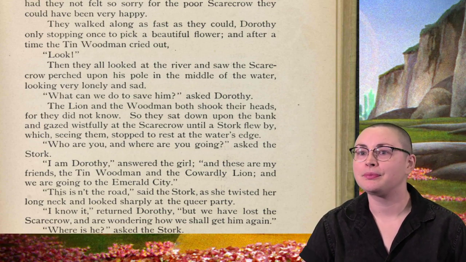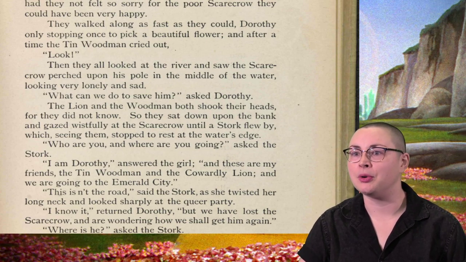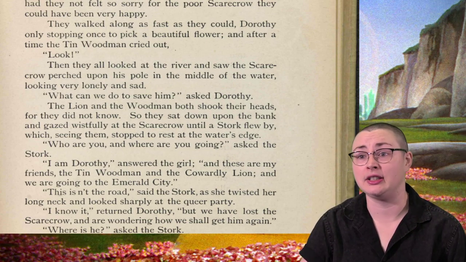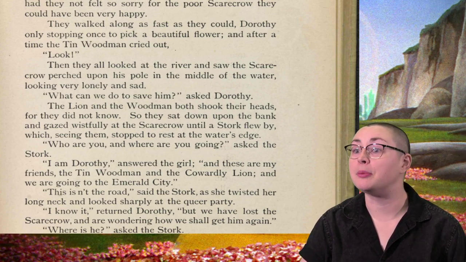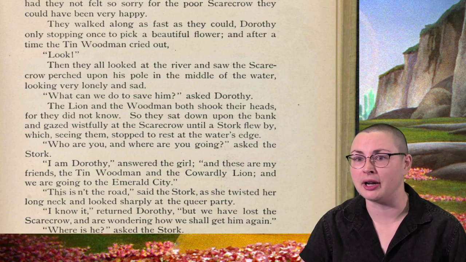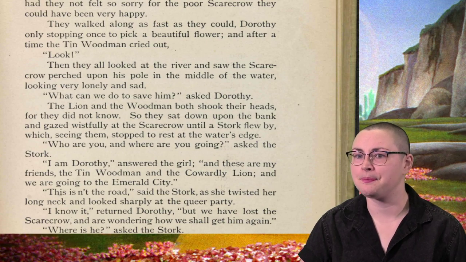"All right. What can we do to save him?" asked Dorothy. The Lion and the Woodman both shook their heads, for they did not know what to do. So they sat down upon the bank, and gazed wistfully at the Scarecrow until a stork flew by, which, seeing them, stopped to rest at the water's edge.